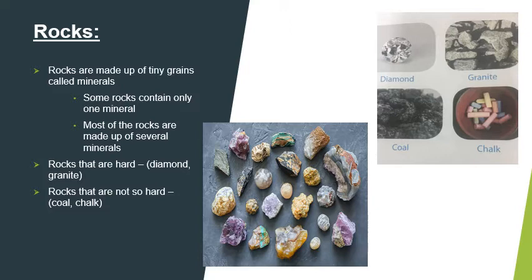Some rocks are very hard. Examples for that are diamond and granite. Diamond is the hardest rock. Some rocks are not so hard. An example for that is chalk. Chalk is a soft rock. It breaks easily.